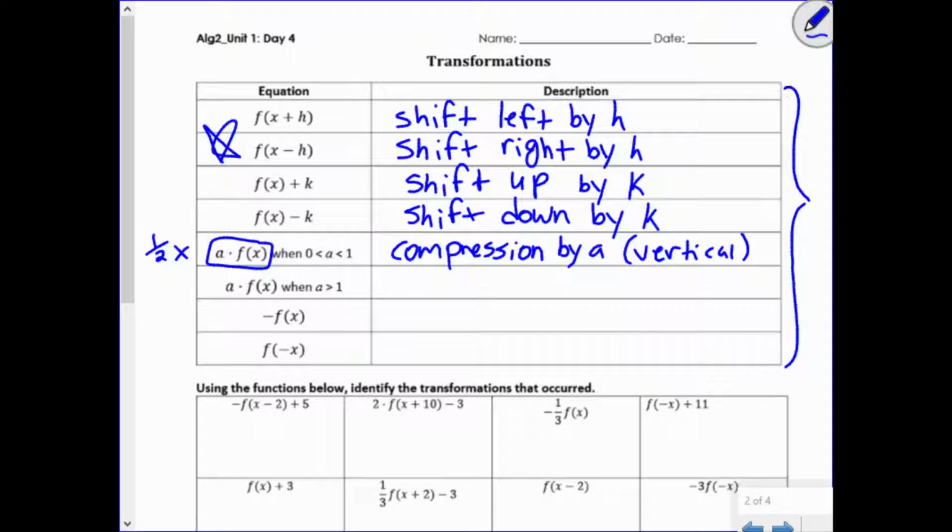Then this one, if you multiply the front times a number that's greater than 1, so let's say 3, no longer between 0 and 1, it's a number bigger than 1, that's called a stretch. Stretch by a, and again, this is only vertical that we're writing.